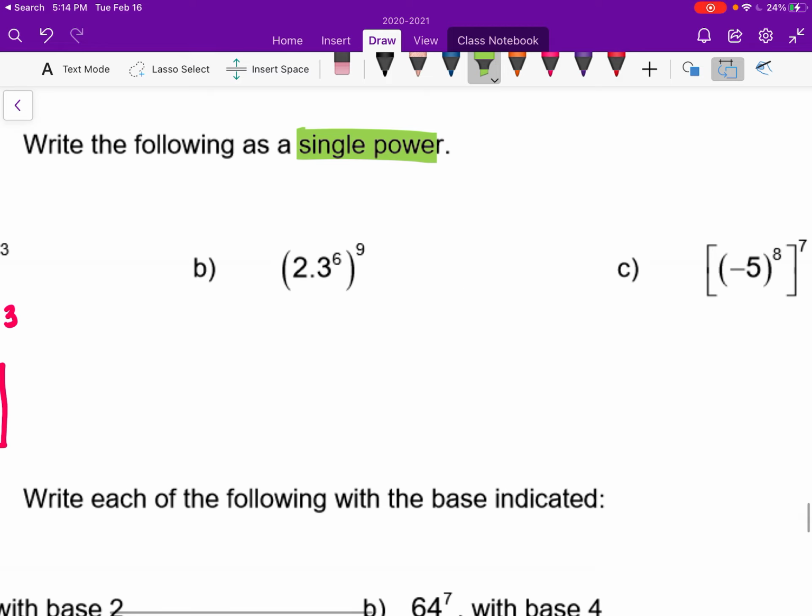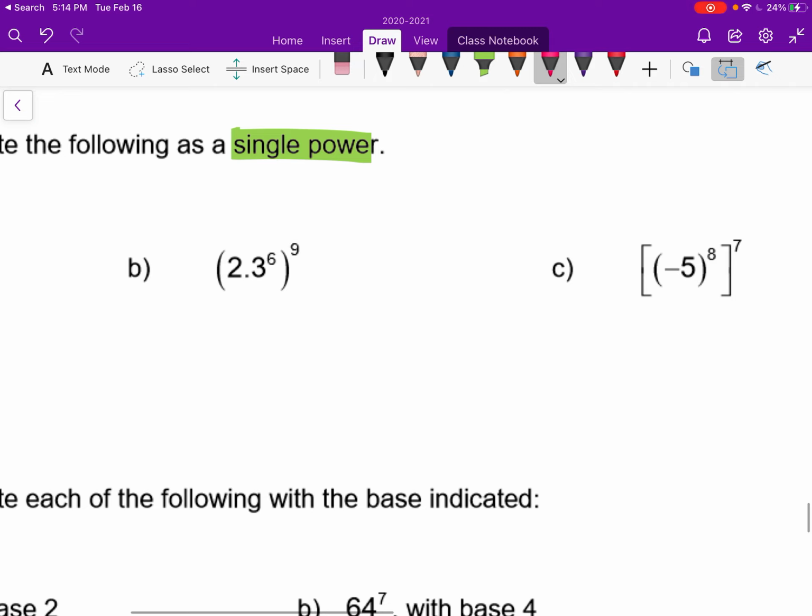Okay? Same thing with 6 to the power of 9, all to the power of 6. It's the same base, and then we're just going to multiply the powers together. So we have 6 times 9, right, which is going to give us 54 as well.